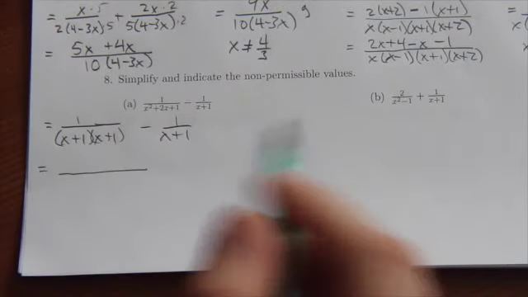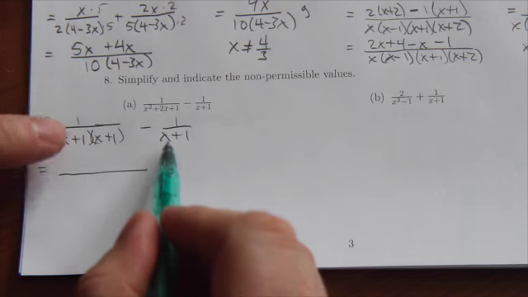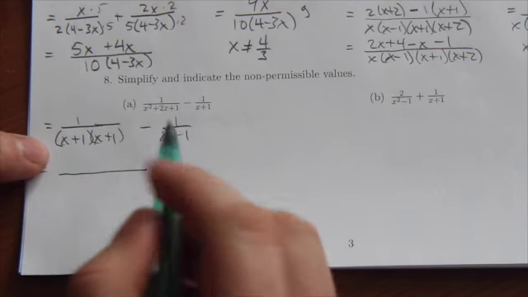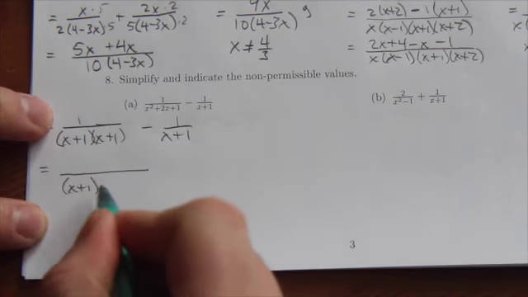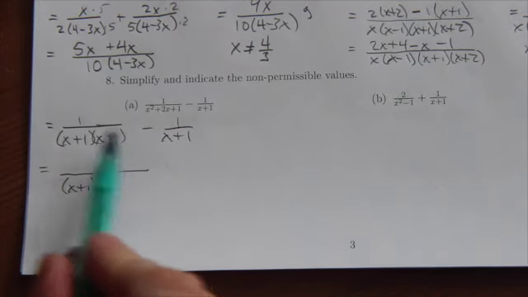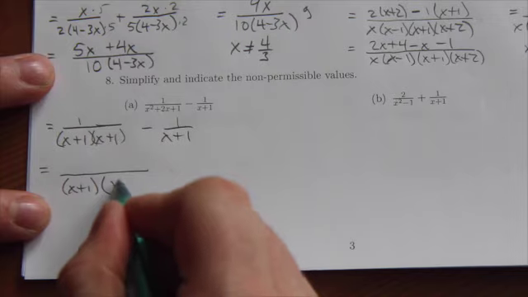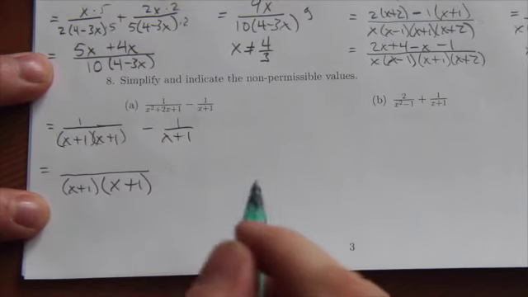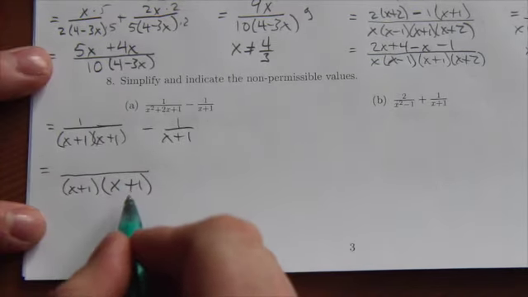My common denominator, what I'm going to do here is look at the factors. I've got a shared factor of x plus 1, so my common denominator has to have an x plus 1 factor in it. Then I've got this additional factor of x plus 1 from the first one. So I've got two of them down there. That has to be the common denominator.